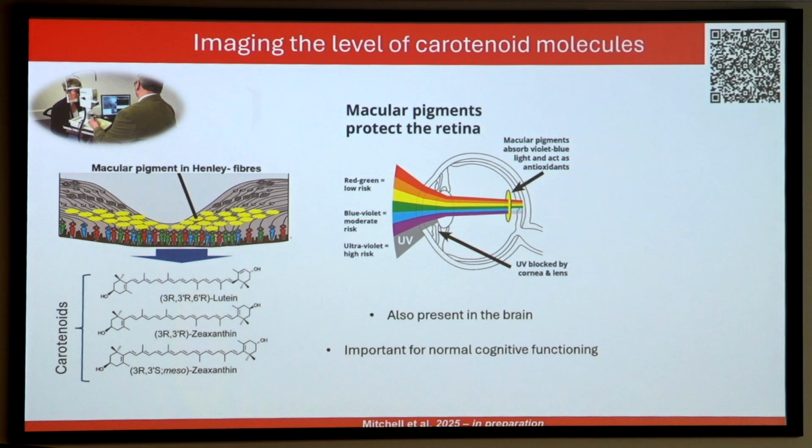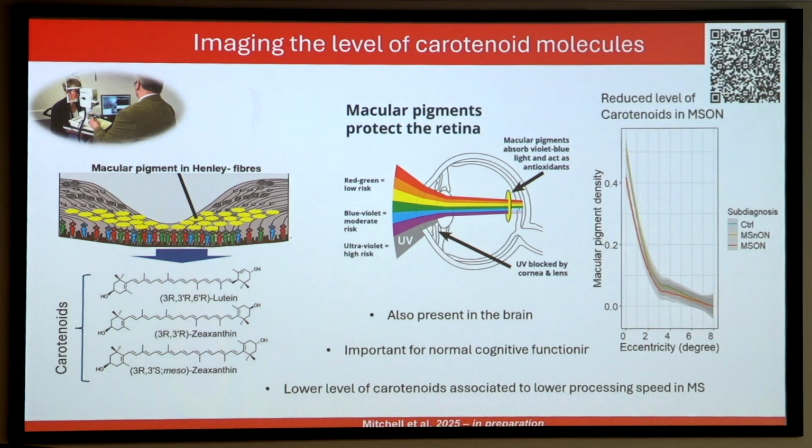And in fact, they are linked to normal cognition, so important for normal cognition. And lower levels of these carotenoids are linked to slower processing speed in MS. And what we find in the BEAM study is that we did measure lower carotenoid levels, but only in those eyes. So the red would represent the eyes that experienced optic neuritis. So only in those eyes that experienced optic neuritis did we see the reduced carotenoid levels.